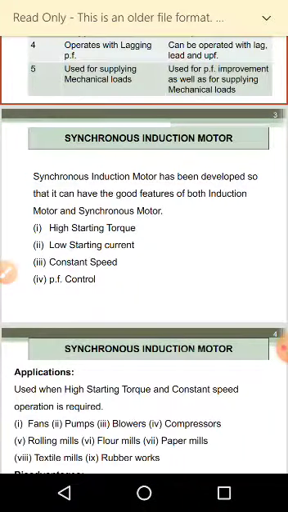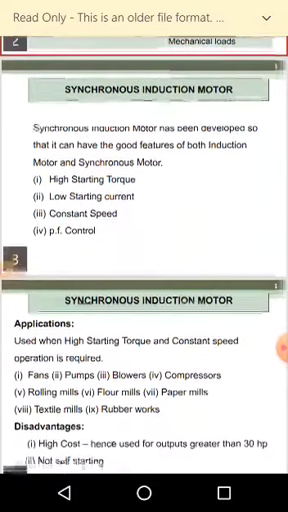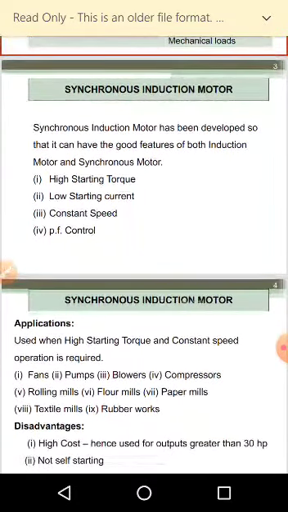Now, let us deal with the synchronous induction motor. As I said, it has the good features of both machines. As an induction machine, we get a high starting torque, and adding external resistance reduces the starting current, and as a synchronous machine, we can have constant speed of operation and there is good control over power factor.